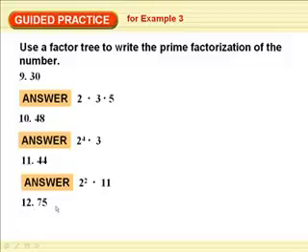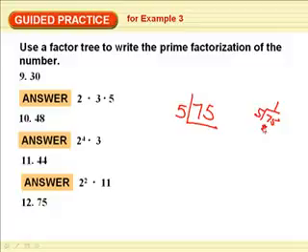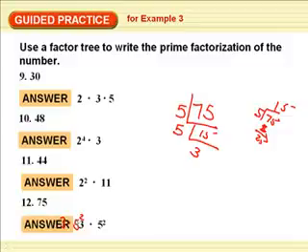Okay, 75. Let's go over here. Let's do it with the upside down division this time. 5 goes into 75. That has to be prime. I can't remember how many times 5 goes into 75. 15 times. And 5 again into 15 goes 3 times. They're all prime now, so when I write them in numerical order, 3 times 5 squared. That's it.